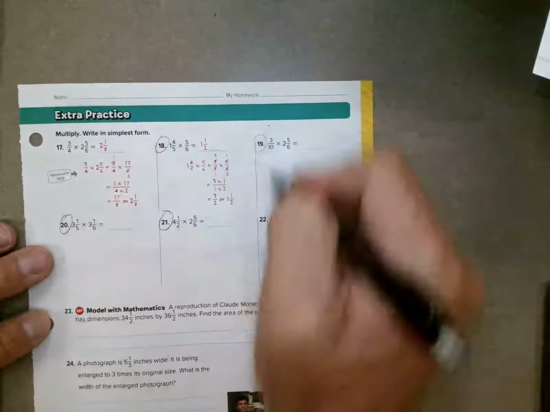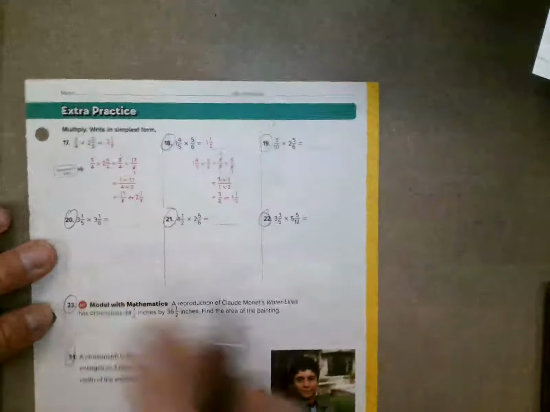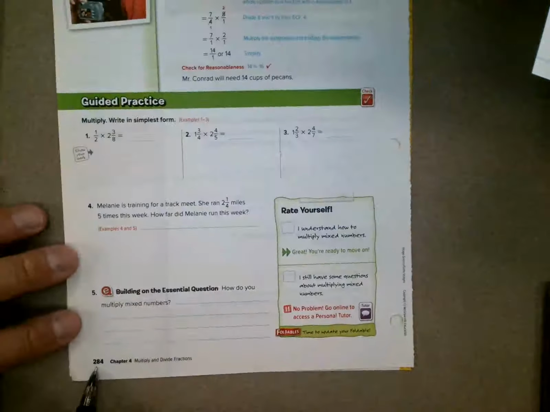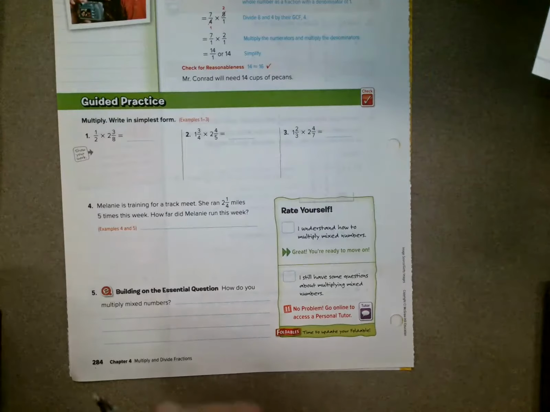We have a lot of reps. We need to get rocking and rolling. If you need to watch this twice, that's okay. So again, we're multiplying mixed numbers. I'm going to jump right into it. Okay, and here we go. So I'm going to start on page 284, and we're going to go from there.